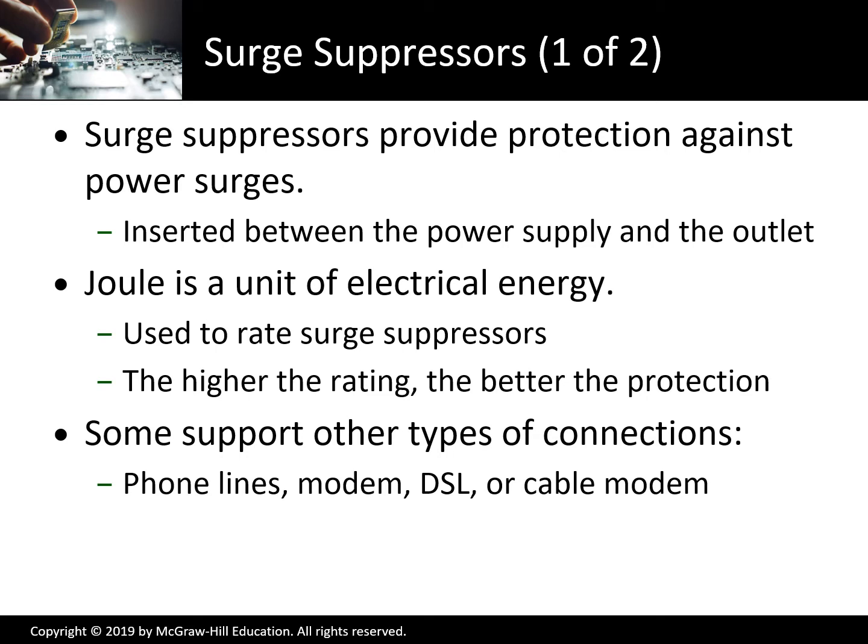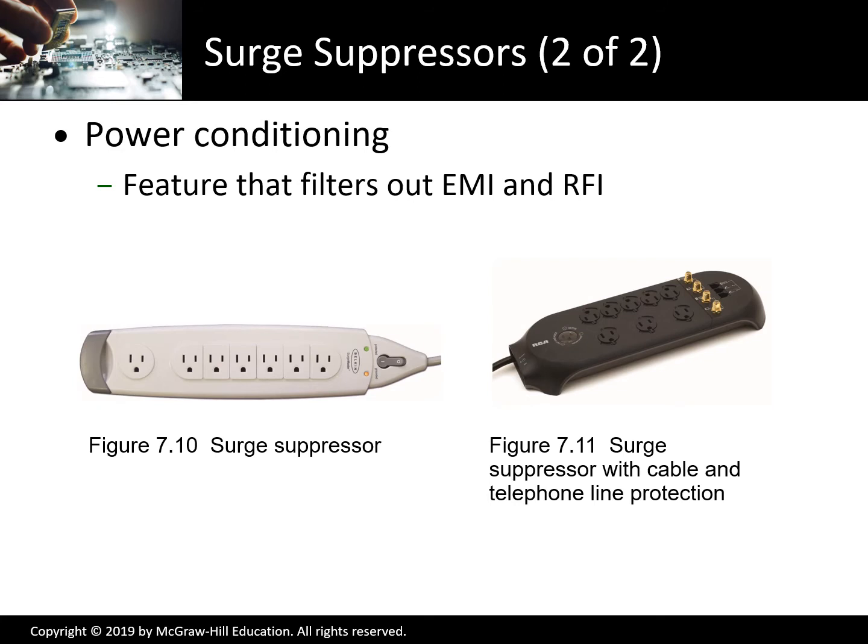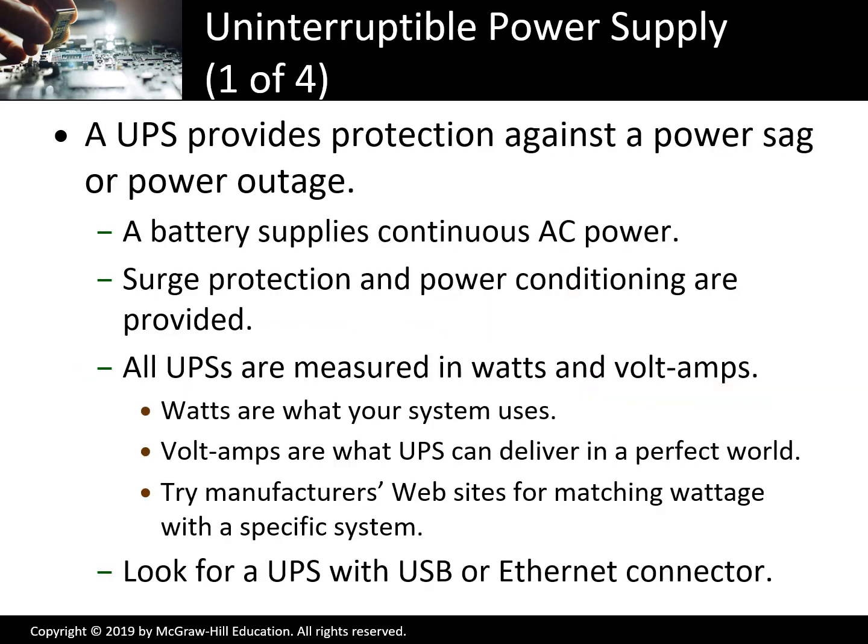Other things also need protection: phone lines, modems, DSL, cable modems, and they have surge protectors with attachments for them. Here we go. Here's one that's got them for cables. Let's see here, just a surge protector. A UPS provides protection against a power sag or power outage.